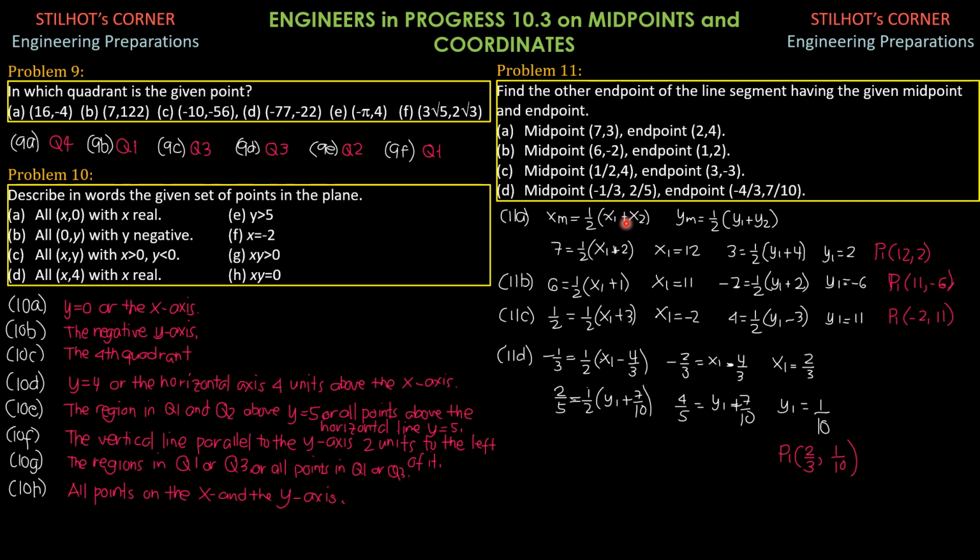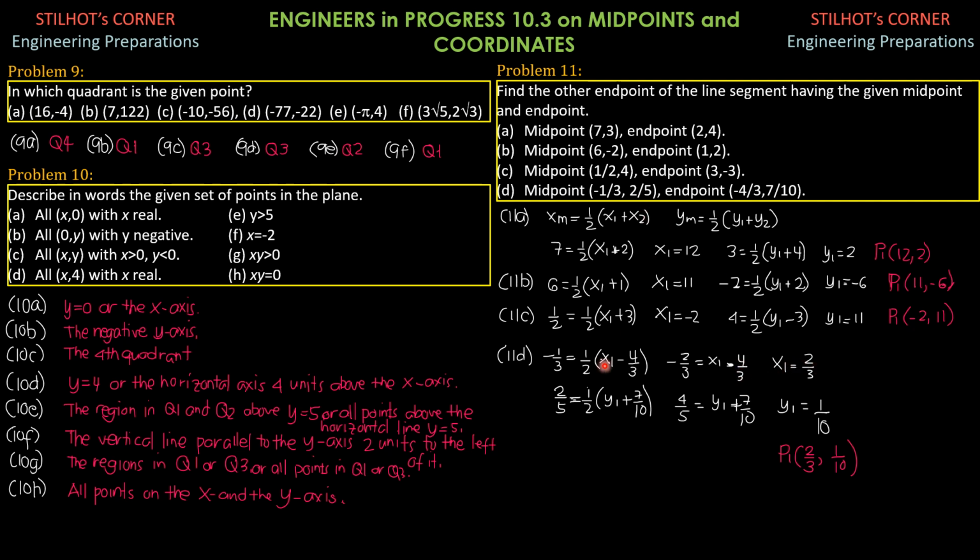Then 11D, midpoint negative 1/3, comma 2/5. So negative 1/3 is equal to 1/2 of quantity x sub 1 plus negative 4/3, or x sub 1 minus 4/3. So negative 1/3 times 2, so negative 2/3, negative 2/3 is equal to x sub 1 minus 4/3. So negative 2/3 plus 4/3 is positive 2/3. So x sub 1 is 2/3.